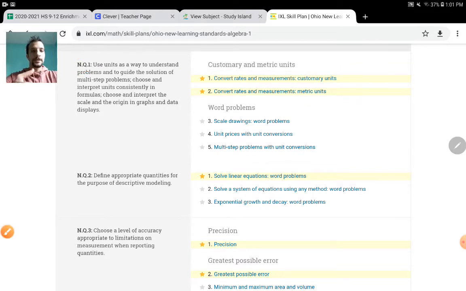Study Island is usually going to be a little harder than IXL's level. The questions are not going to be exactly the same, but they will cover the same material. On IXL, we are going to deal with units of different questions and decide how to make conversions between each unit. On Study Island, it is exactly the same, but the level of rigor is going to be a little higher.